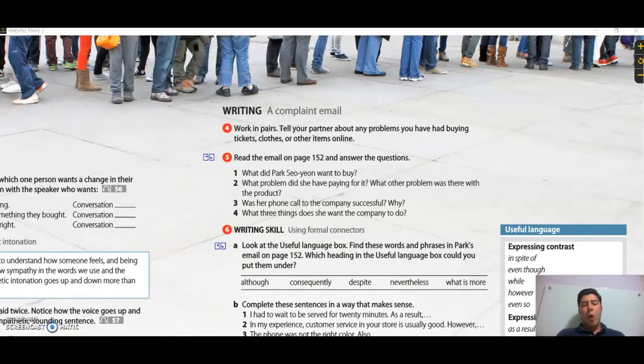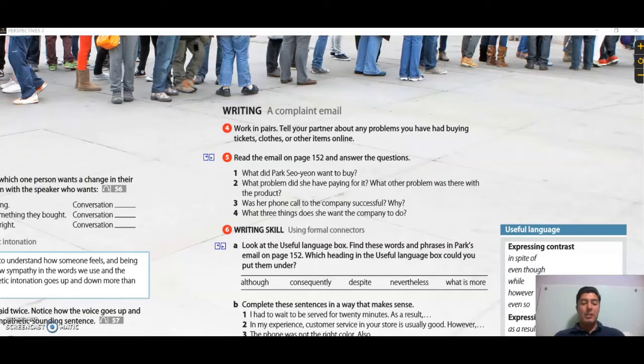And in question number 4, what 3 things does she want the company to do? Very quickly, guys, she just wanted a refund of the money, a new code so that she can use her gift card, and because of her experience with the helpline, she expected an apology for the trouble caused by the company. So that was the correct answer.